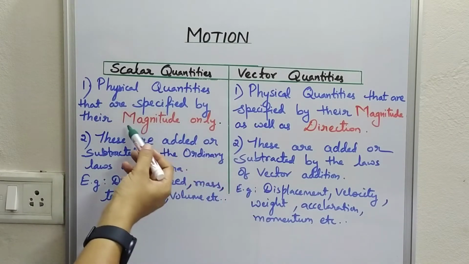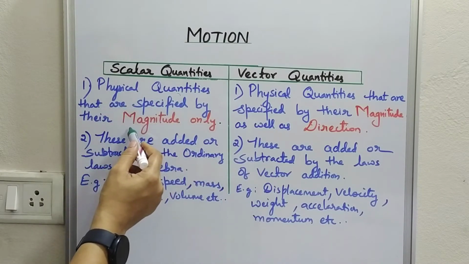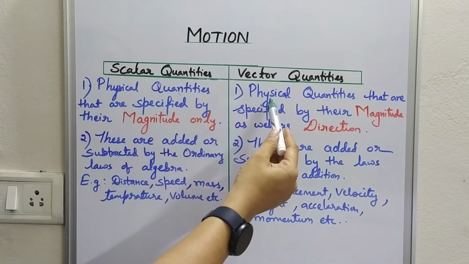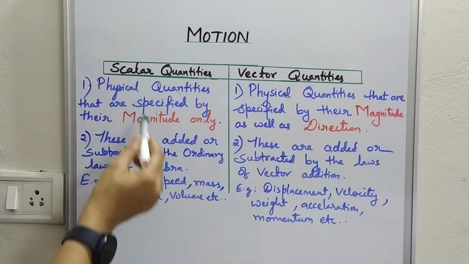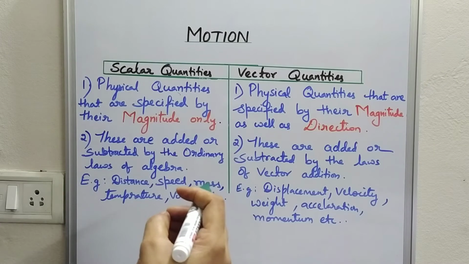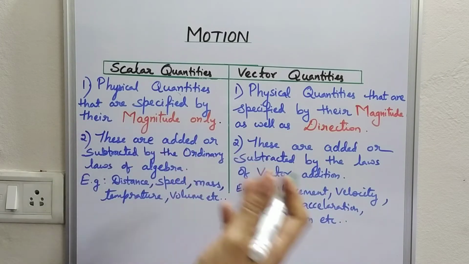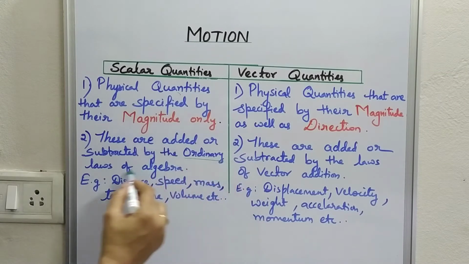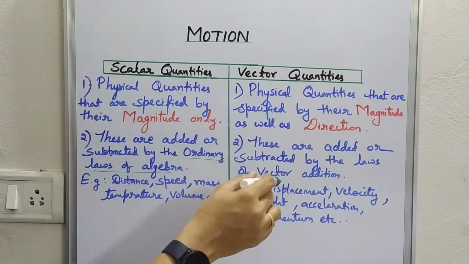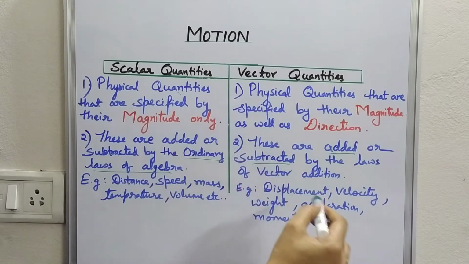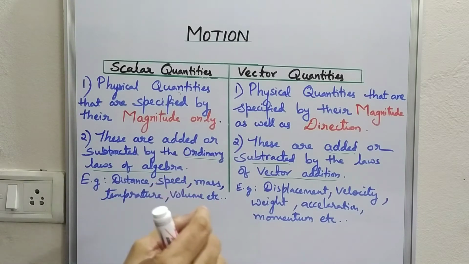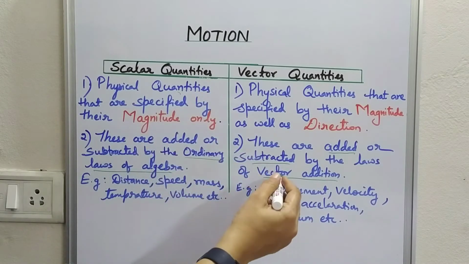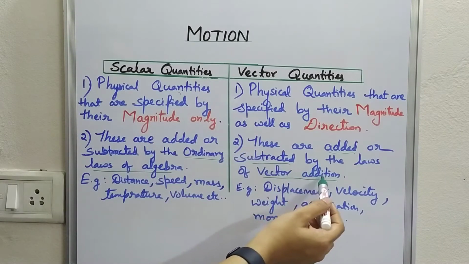The first point is a definition. Physical quantities that are specified by their magnitudes only are scalar quantities. Physical quantities that are specified by their magnitude as well as their direction are vector quantities. Scalar quantities are added or subtracted using the simple operations of mathematics, so they are added using ordinary laws of algebra. But vector quantities are added or subtracted using vector laws, or laws of vector addition. So we have to go to vector algebra to understand the laws of vector addition or subtraction.